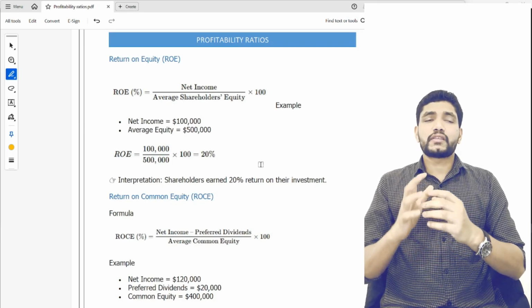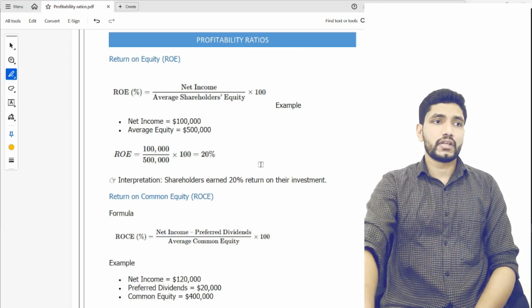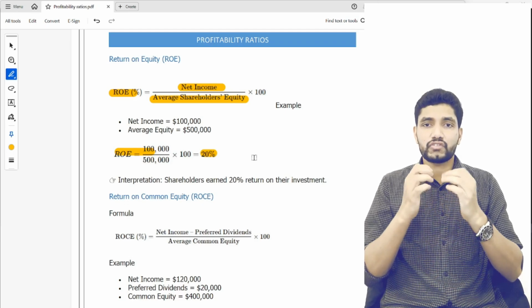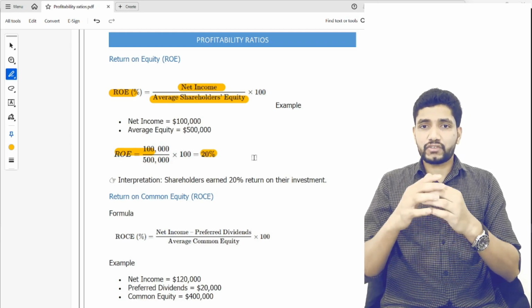Return on equity means how much income is generated when we compare it with the equity. So the formula for return on equity is net income divided by average shareholders' equity. Let's look into this case. The net income is 100,000 and average equity is 500,000. So the return on equity is 100,000 divided by 500,000 times 100. That means 20%. What it means is that shareholders earn a 20% return on their investment. So in this case, we are comparing net income with the shareholders' equity. So what is it measuring? How much return shareholders earned based on their investment.